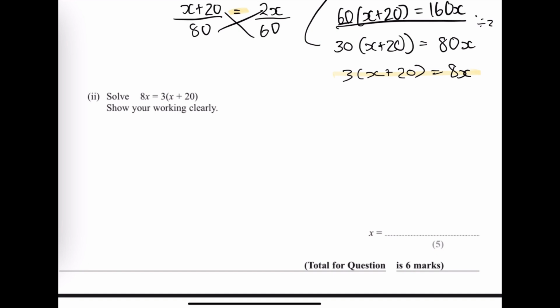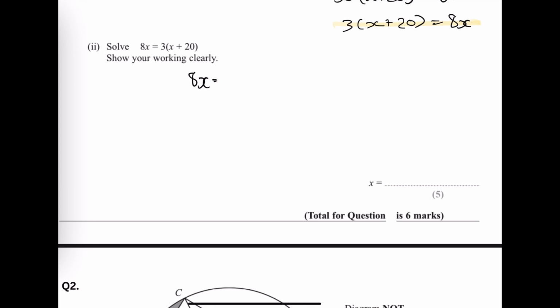Part 2, solve 8x = 3(x + 20) and show your working clearly. So this is just a normal linear equation. What we do first is try and expand the brackets. So we do 3 and x, we times them together. With a bracket, that just means times. And 3 times 20 equals 60.